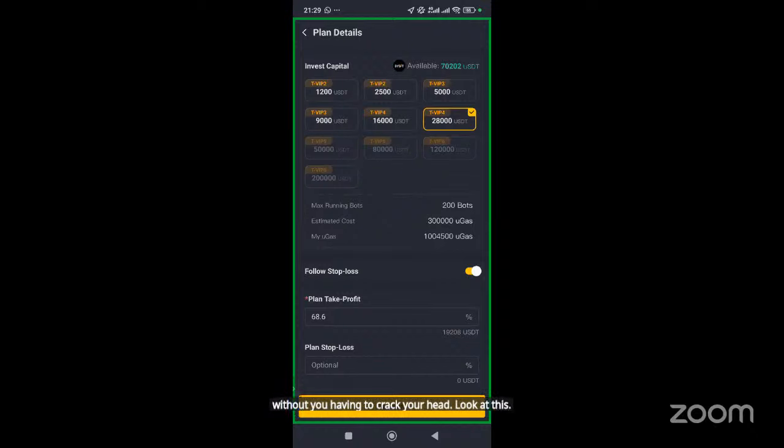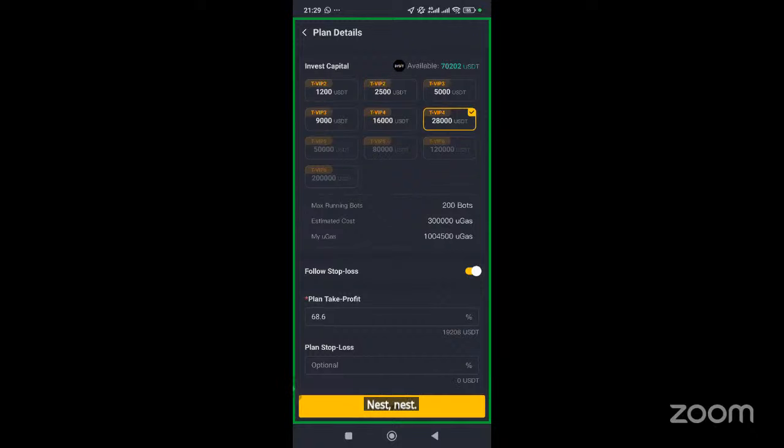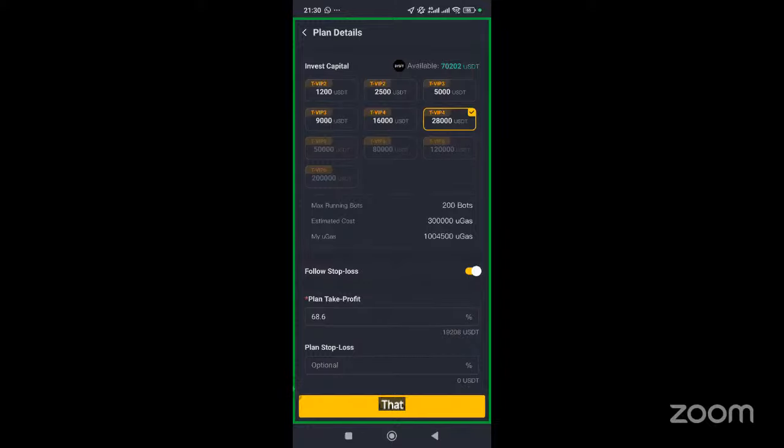Look at this. Because of these few things I clicked, next, it brought me to this place where it said launch. Here it marked the TVIP this account is working on. And here it gives me the maximum running bots based on the capacity of my capital and robot, that it can launch 200 bots. What is 200 bots? It can launch 200 coins to trade for me.